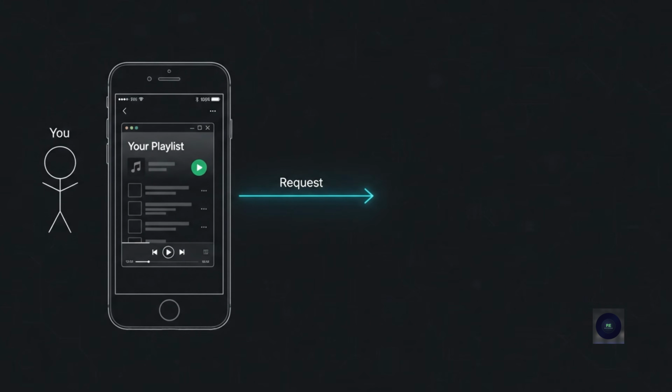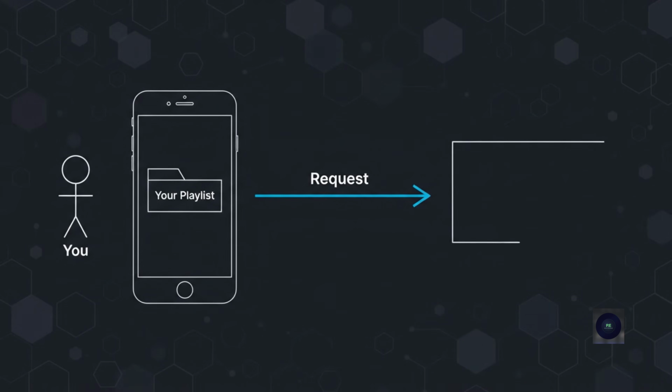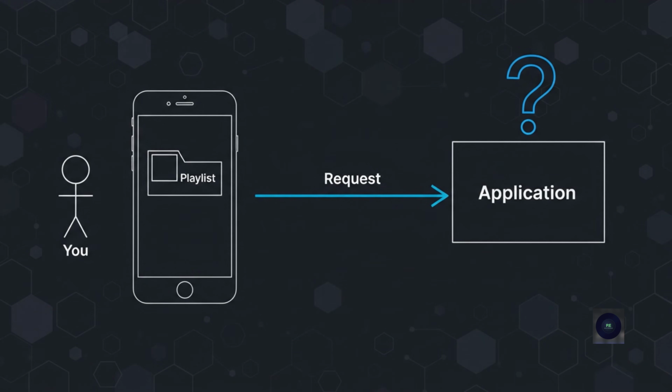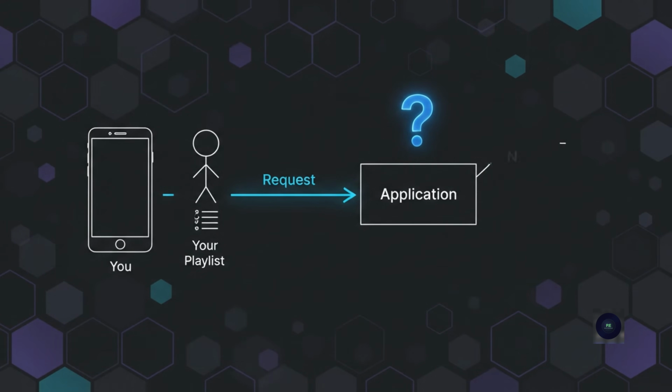The instant you tap Spotify, your phone immediately sends a small message. You never notice it. Every request needs somewhere to go. So let's see where it arrives. The application received your request. But does it actually know who sent it? You're the application. A request has just arrived.